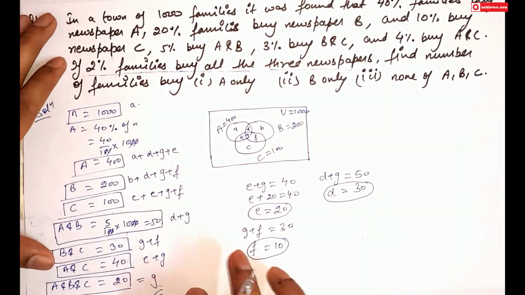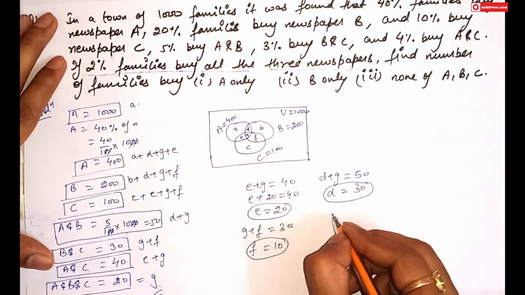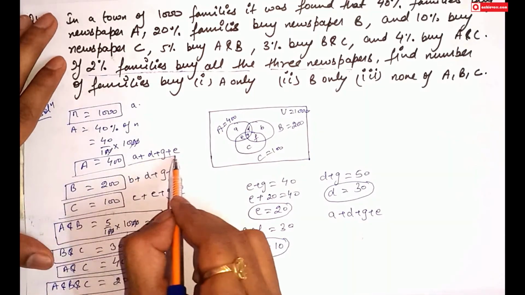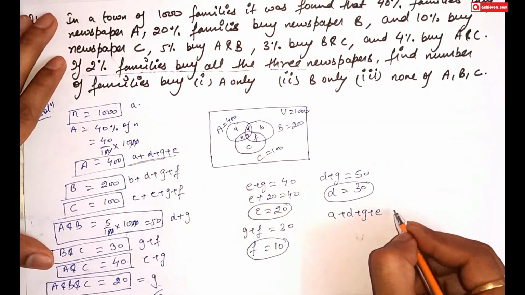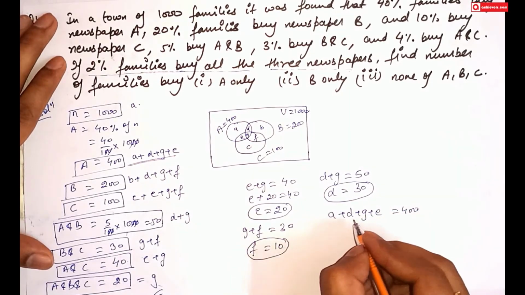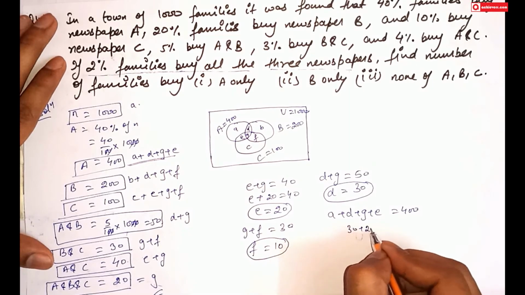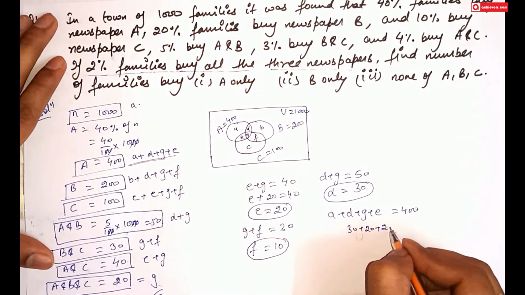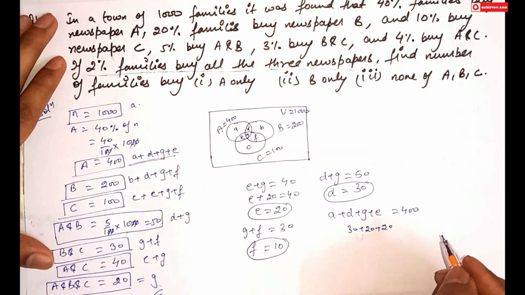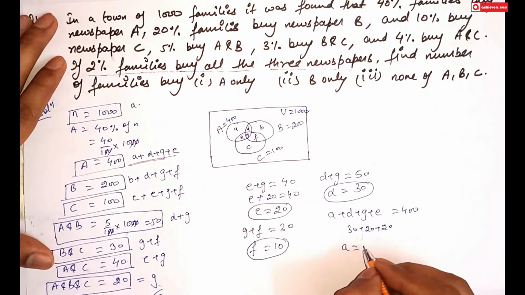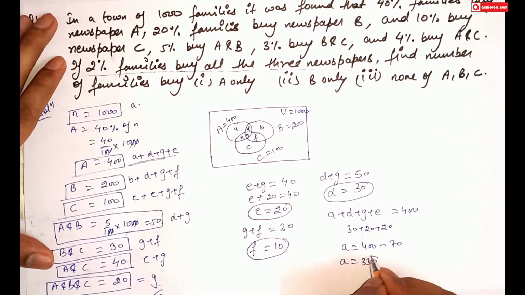So we have A plus D plus G plus E. Remember, we have calculated this as A, which is equal to 400. And what is D plus G plus E? That is 30 plus 20 plus 20. So 30, 20, 50, 20, 70. So what will be A? A will be equal to 400 minus 70. That is, A is equal to 330.